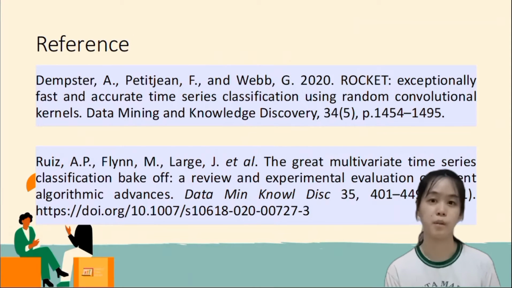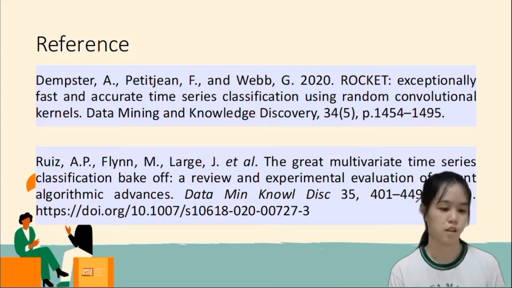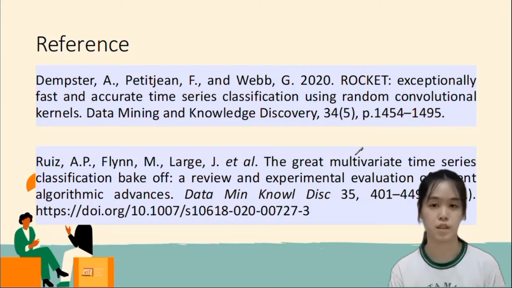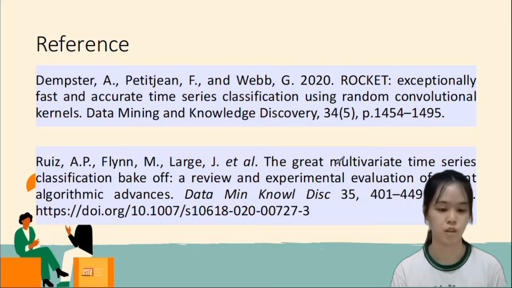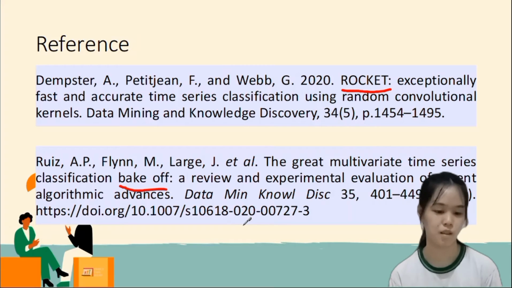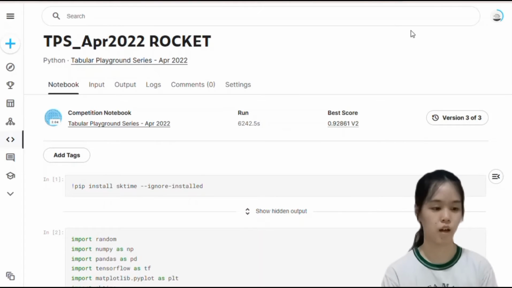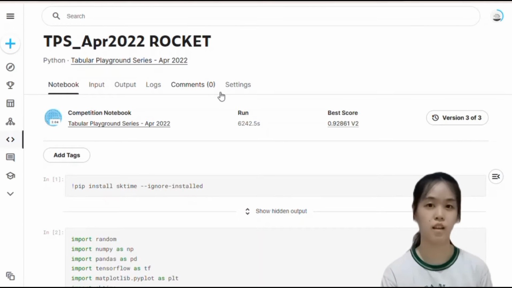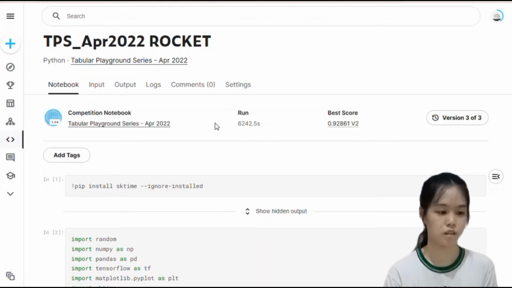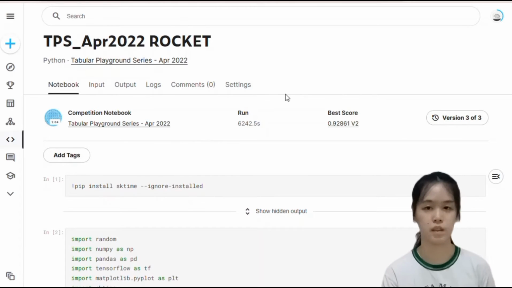Before we go to the application section, I want to show you the references. You can try to read them to understand better. The first one is about the Rocket algorithm itself, and the second paper is more like a bake-off, a competition between algorithms. So here's the notebook. I already saved it beforehand. I ran it in Kaggle because this is a Kaggle competition, and I guess it's the easiest for me if I do it in a Kaggle notebook.